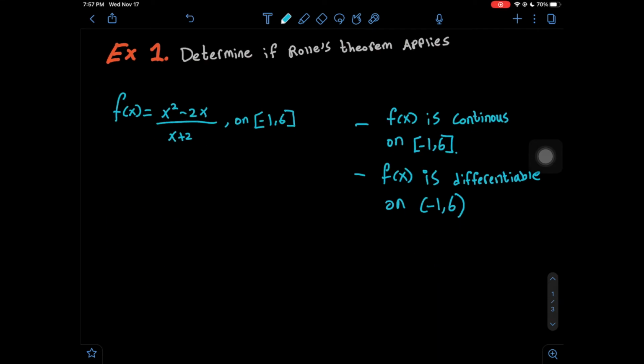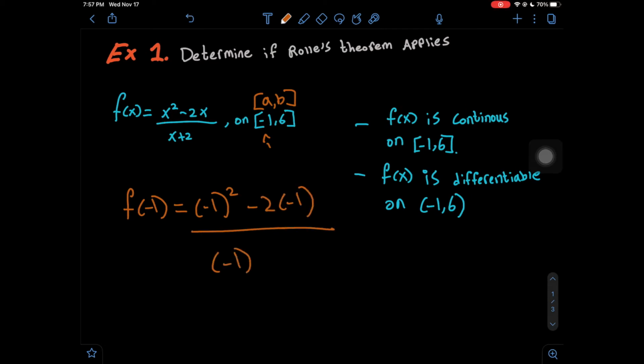Here we're going to say, and you can remember this for your future problems as well, this is a and this is b, and this is here from your closed interval. We can write it in brackets too. So let's go ahead and see if they are equal. f of a is going to be f of -1. Now we're just going to substitute in -1 for our function right here. So we have -1 squared minus 2 times -1 over -1 plus 2.